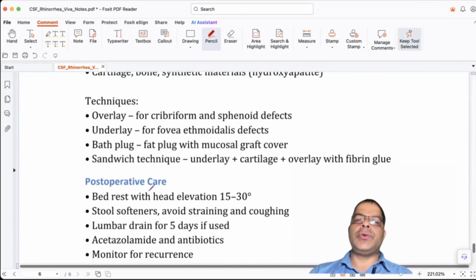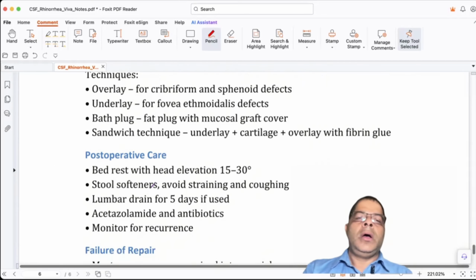As for technique, there are so many techniques described in the literature: overlay, underlay, and bath plug. Overlay means you put the graft inside, just onlay. Fovea ethmoidalis is good, but it is difficult for a sphenoid defect. You only put the graft outside the bone, on the nose side. That is overlay. Underlay, you insert the graft material, meaning fascia lata, inside the skull base, between the dura and bone.